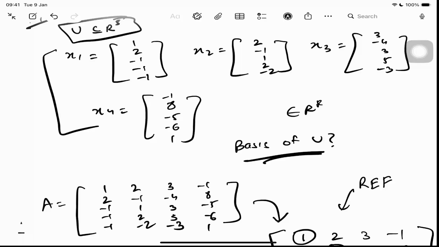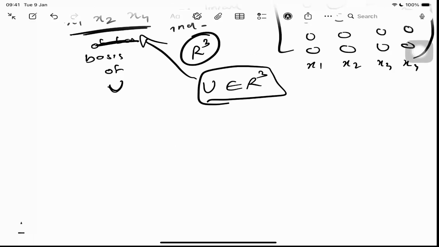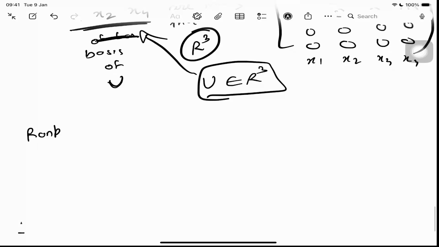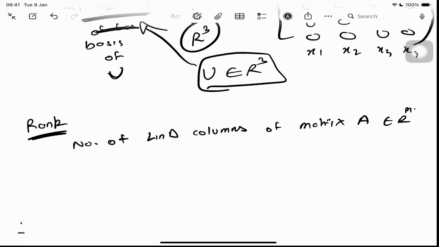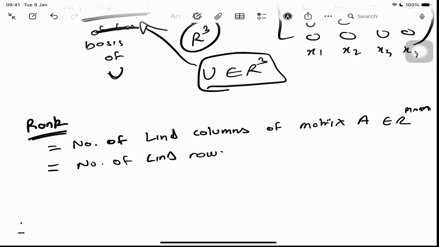But if we had U, which was a 5-dimensional space, then these vectors won't form the basis of that U. So next we'll understand the concept of rank. Rank is just the number of linearly independent columns of a matrix A, which is of m cross n space. This is also equal to the number of linearly independent rows, and it can be represented as rank of A.